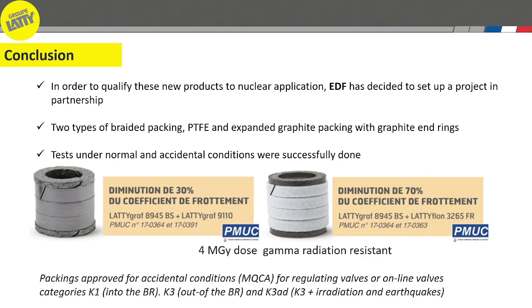So to conclude this first presentation, in order to qualify a new product, or new saline solution, with low friction coefficient, a partnership was launched by EDF. LATTY brought out two solutions reducing the friction coefficient, and allowed us to get two solutions giving a reduction in friction coefficient of about 30% up to 70%, depending on the nature of the solution, whether it's PTFE or graphite.